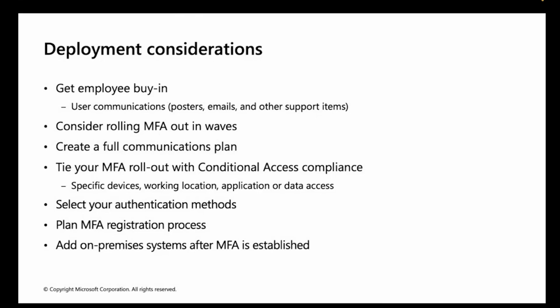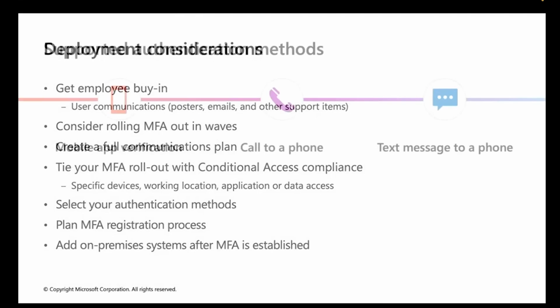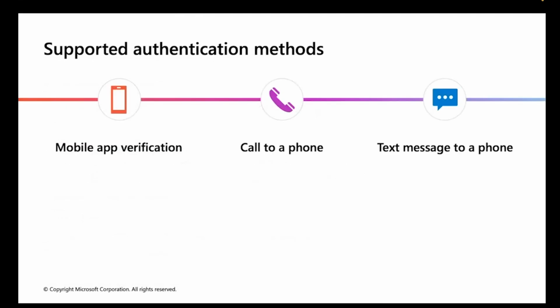Now, what next do we have in this? Let's see. So MFA supports different kinds of authentication methods. Mobile app verification using the Authenticator app, call to a phone number, and text messages to a phone. SMS will be delivered to the phone number you have configured, and you can use that for MFA purposes. So these are different options that we see.